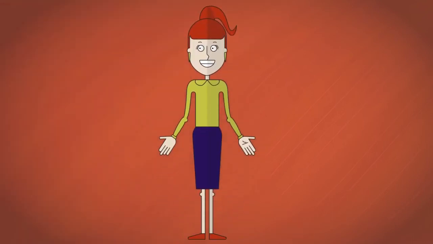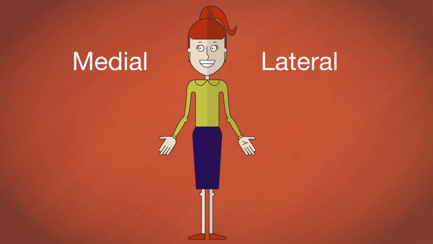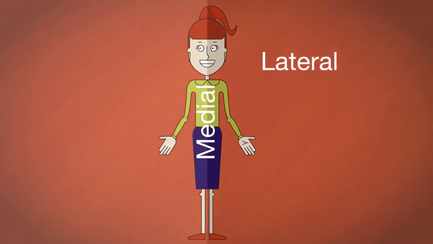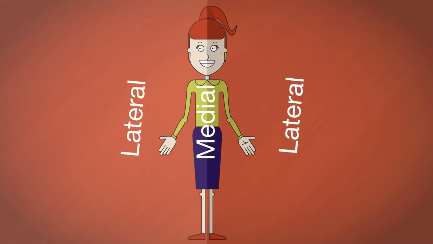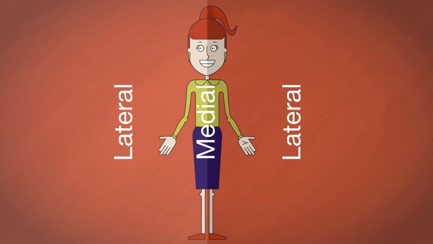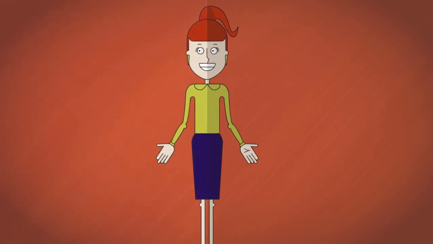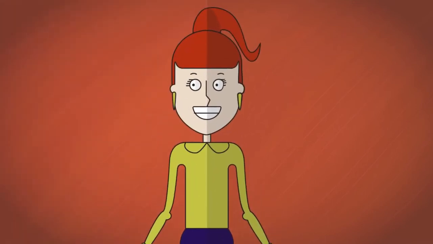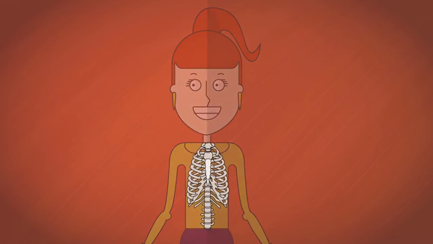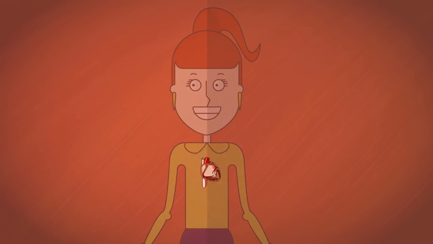Now it's time to define the terms medial and lateral. Medial refers to the position that is closer to the imaginary midline of the body. Lateral describes a position that is farther away from the midline. For example, the eyes are medial to the ears, and the ears are lateral to the eyes. The ribs are lateral to the sternum, and the heart is medial to the lungs.